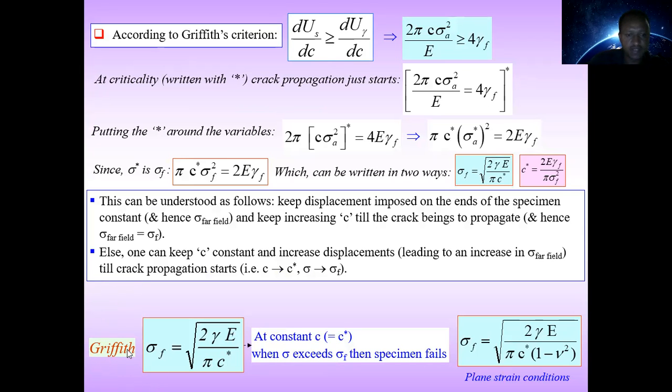So the Griffith formula: σ_f is equal to the radical of 2γE over π c. For that, at a constant c, that is c equals c critical, when σ exceeds σ_f, then the specimen fails. That means the failure stress σ_f is equal to the radical of 2γE over π c times (1 minus the Poisson ratio of the material, μ squared).